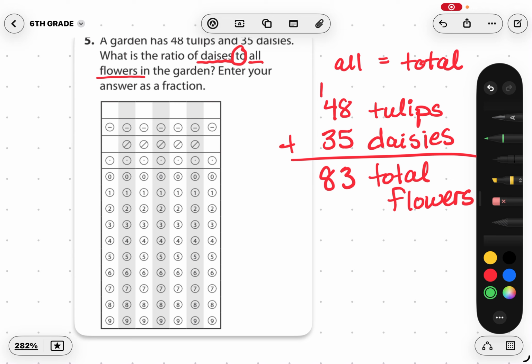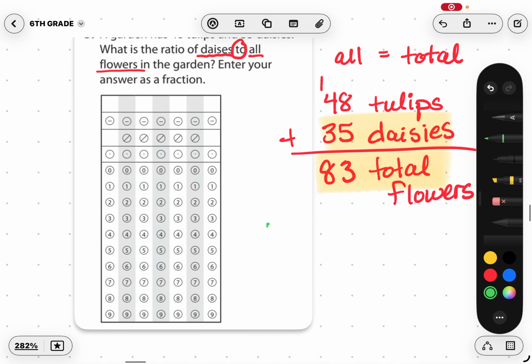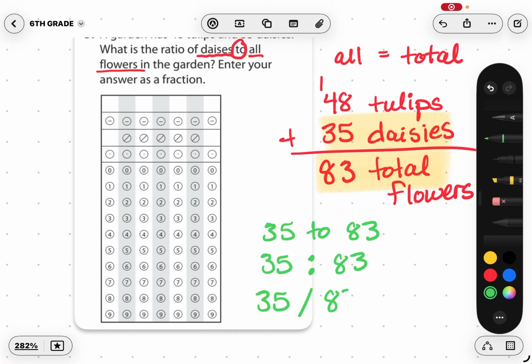Now, they want daisies to flowers. So the two numbers that we're going to be using are the daisies and the total flowers. So for us, we could say 35 to 83, like that. Now, the one that they want us to do is the fraction form, which is this one. So remember, when we write it, you have to either start in this box, or your answer has to end in this box, okay?